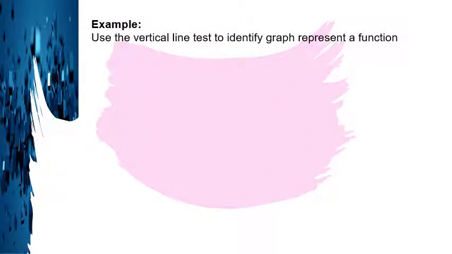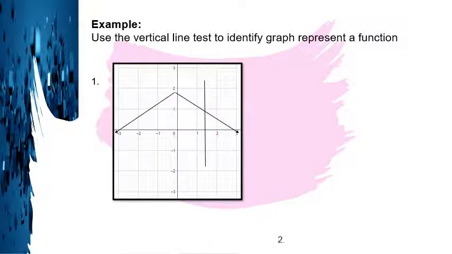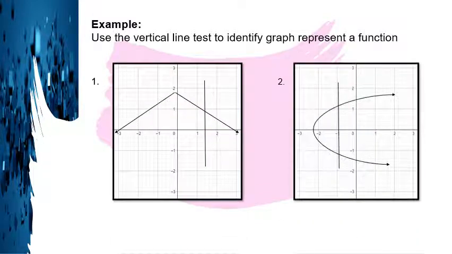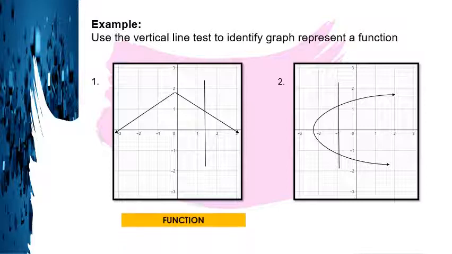Example: use the vertical line test to identify if a graph represents a function. Let's have number 1 and number 2. Let's go first for number 1. As you can see, there's only one point when you use the vertical line test, so that means it's a function. For number 2, we're going to use the vertical line test here. There are 2 points, one above and one below, so it means it is not a function.